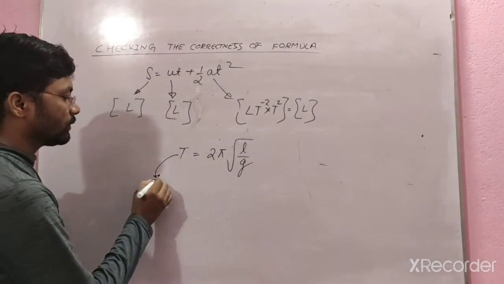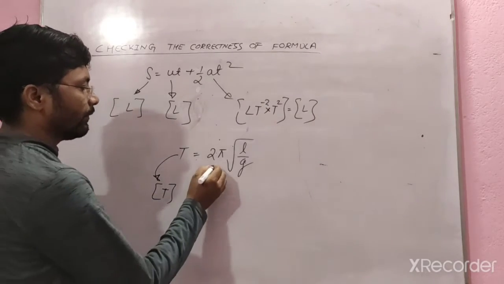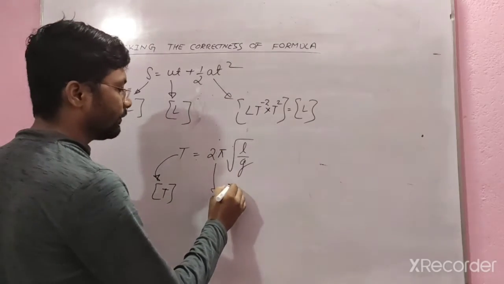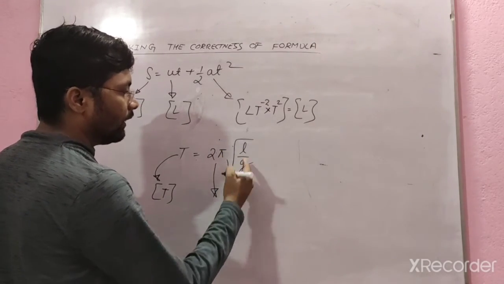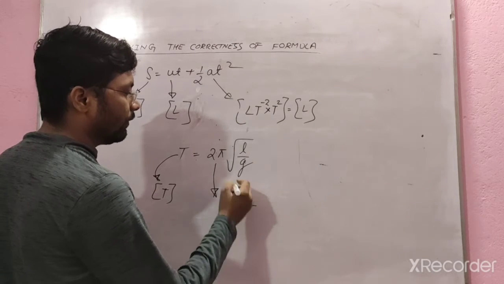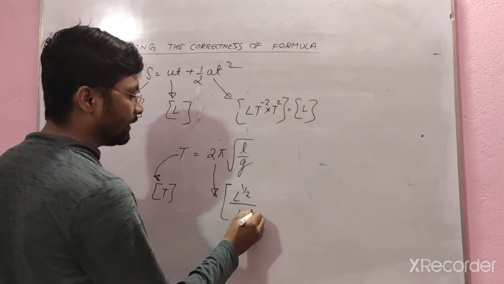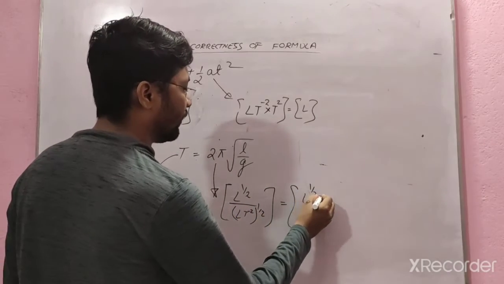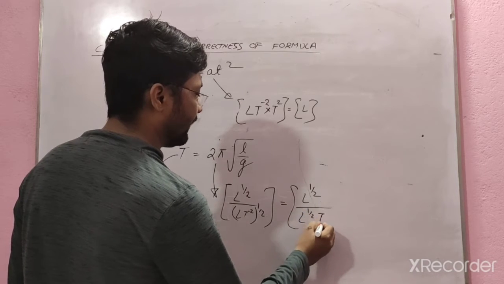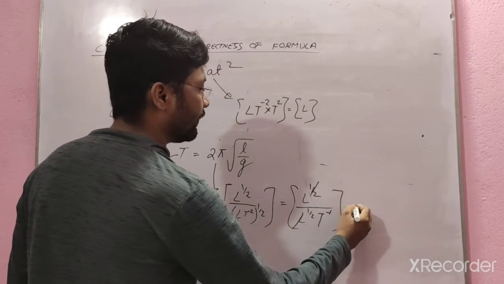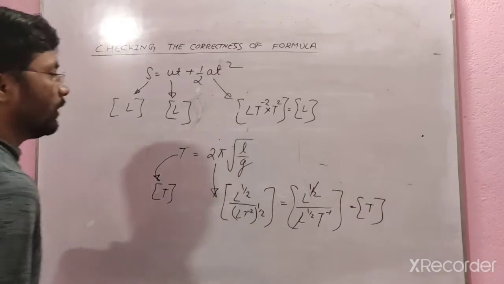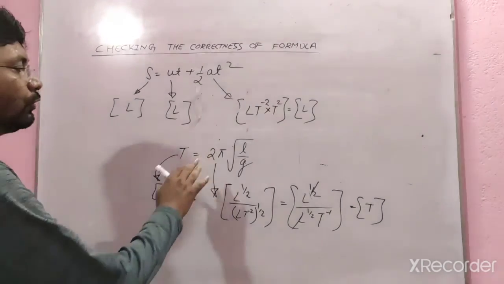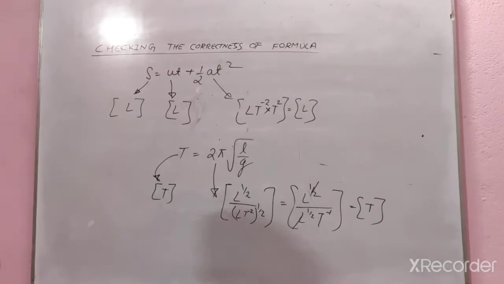Now this is time, so its dimension is only T. Now check the dimension of the right side. 2π is dimensionless. L, and there is a square root, so it is power 1/2. g is L T to the power minus 2, to the power 1/2. So this is L to the power 1/2, L to the power 1/2, T to the power minus 1, and this is T. So LHS and RHS both have dimension T. So we can say that T equals 2π root under L by g is dimensionally correct. Okay.